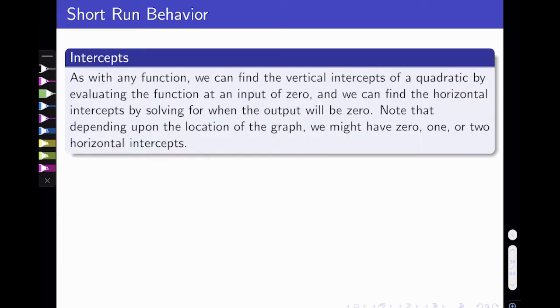For short run behavior, we often are interested in the x and y intercepts of a function. This will be true any time you want to find the short run behavior of any function that we'll be discussing throughout the rest of this chapter and in future sections. As with any function, we can find the vertical intercepts of a quadratic by evaluating the function at an input of 0. So that's when x equals 0 and it's crossing the y-axis. And we can find the horizontal intercepts by solving for when the output will be 0. Note that depending on the location of the graph, we might have 0, 1, or 2 horizontal intercepts. This is specific to a quadratic.